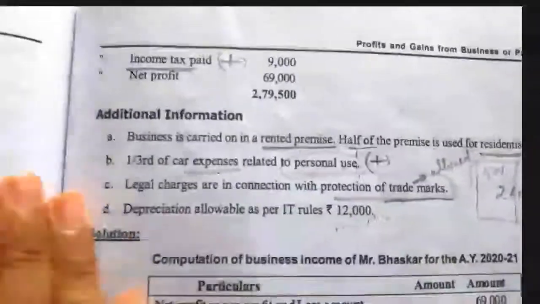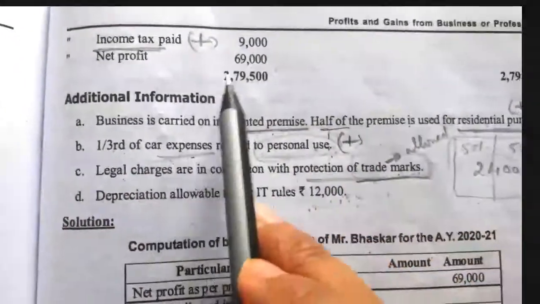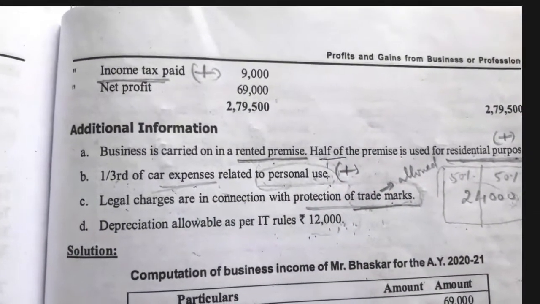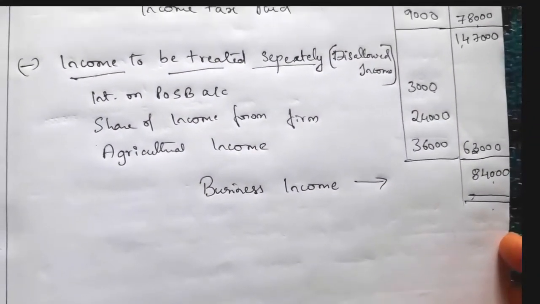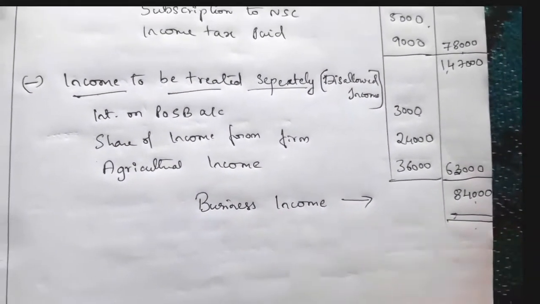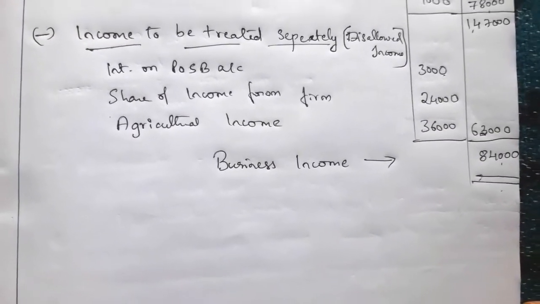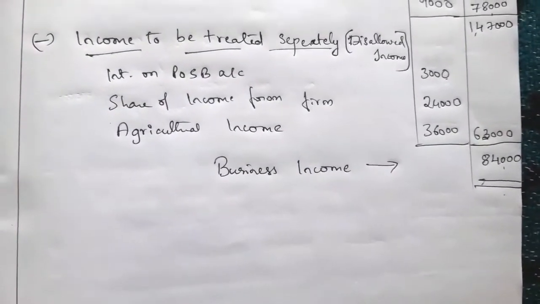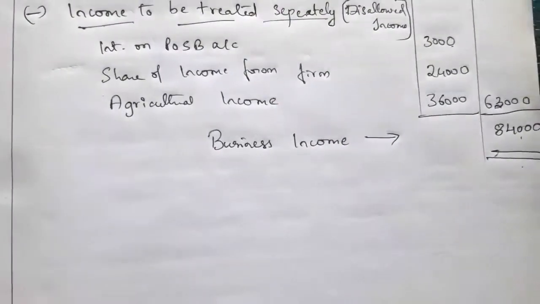Actually, the net profit he got as per accounting is 69,000. On this 69,000 he should not pay taxes, but the actual business profit is 84,000. On this business income he has to pay his tax, under Section 28. In this question they have not asked to calculate the total income, so we have to stop here at business income. If they ask to calculate the total income, then we have to continue with the calculation.